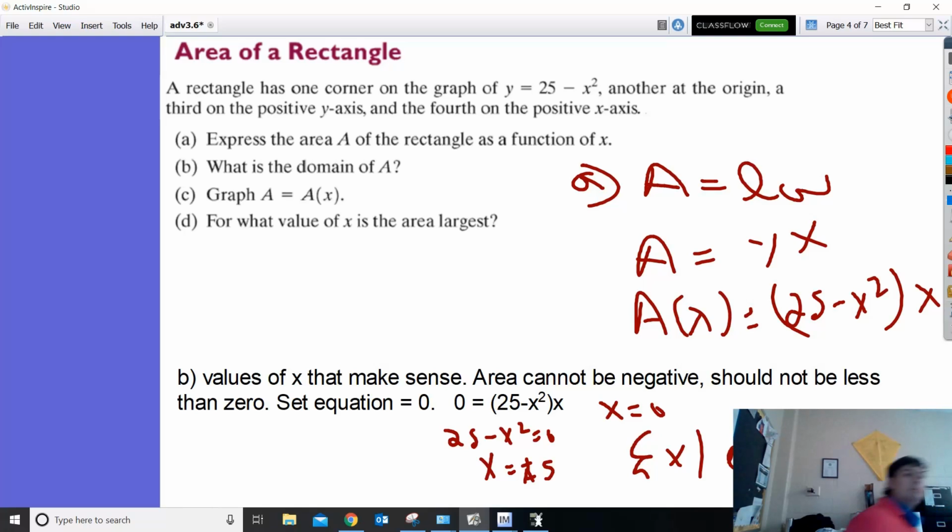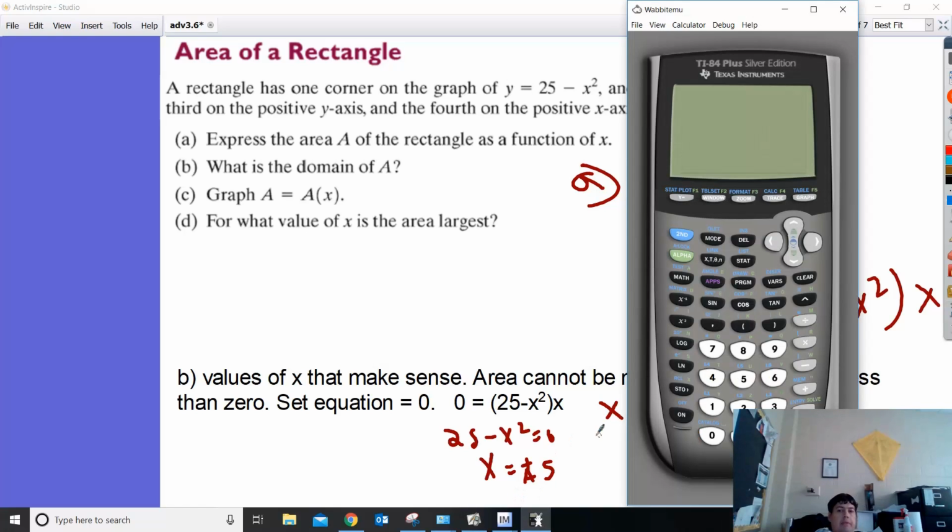Let's see here. Part C is to graph the area function. So I'm going to do that in the TI-84. Our area function was x times 25 minus x squared. I'll zoom 6 it. I probably won't see anything. I see some stuff. Now it's asking for what value of x is the area largest.